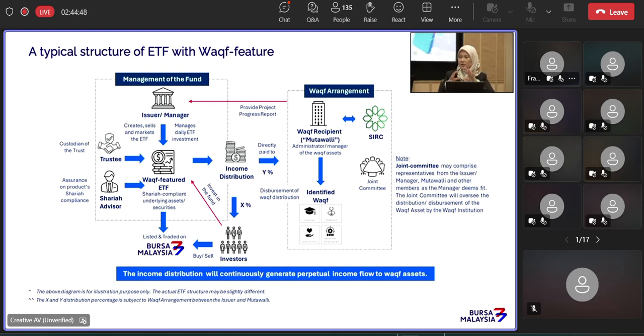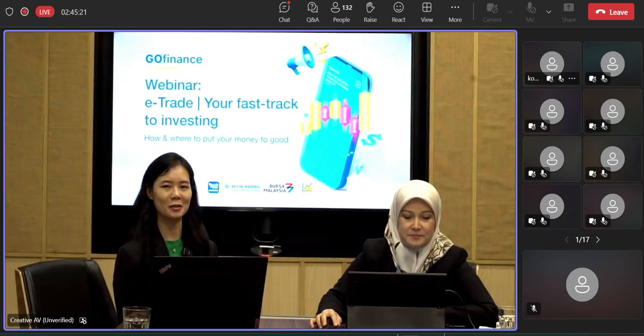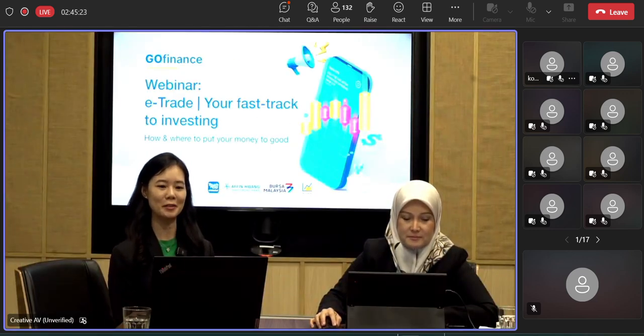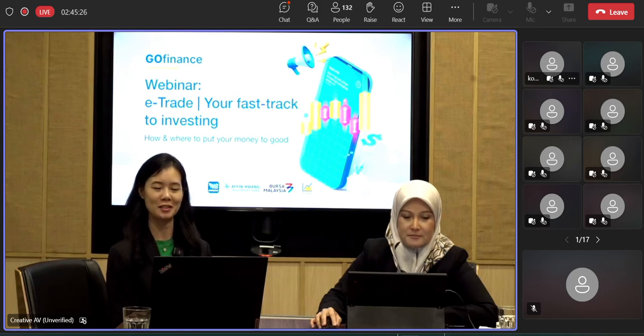So as an investor, I will come in and buy the ETF. I used the example of buying 1,000 ringgit earlier. So I buy 1,000 ringgit worth of ETF. At the end of the day, when it comes to income distribution, 50% of your income distribution will go to Wakaf, then you will receive the balance 50%. Yeah. So you're investing and at the same time donating and creating impact for the community, and it's also for socio development. Okay, so from what I hear, the Wakaf featured ETF really is something very meaningful for investors to consider as well.